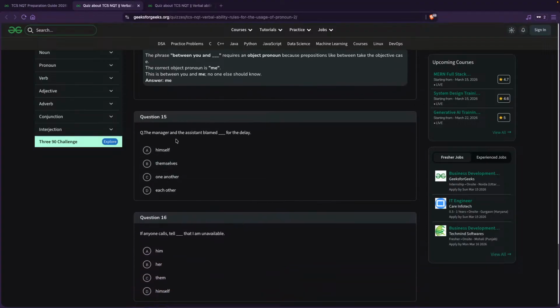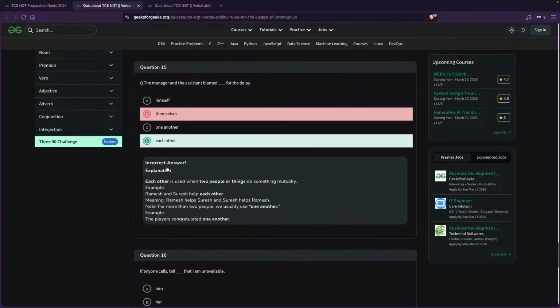Object pronoun. "The manager and the assistant blamed..." The manager and the assistant blamed themselves. Blamed each other. I think they are both coming in the same category. So I think "themselves" will be the correct answer. "Each other" is not. The manager and the assistant blamed each other. Blamed themselves for the delay.